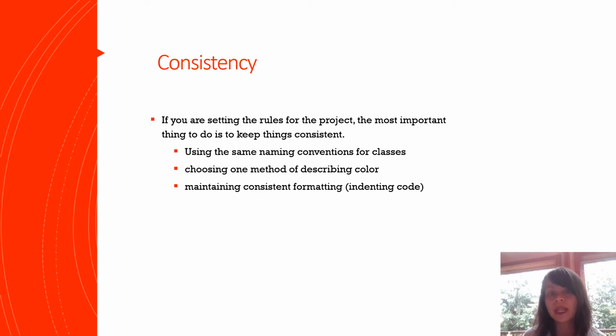Use the same naming conventions for classes, okay? Choose only one method for describing color. If you're going to use keywords like misty rose or smoky white, then always use keywords. Or if you're going to use hexadecimal values, then always use the hexadecimal values. Or if you're going to use RGB values, always use RGB values. Don't jump around from one to another. Use the same method all the time. Okay, and maintain consistent formatting. This has to do with the way you indent your code.